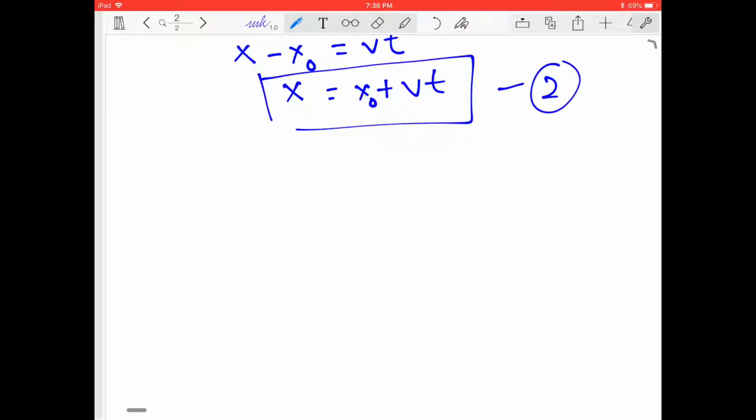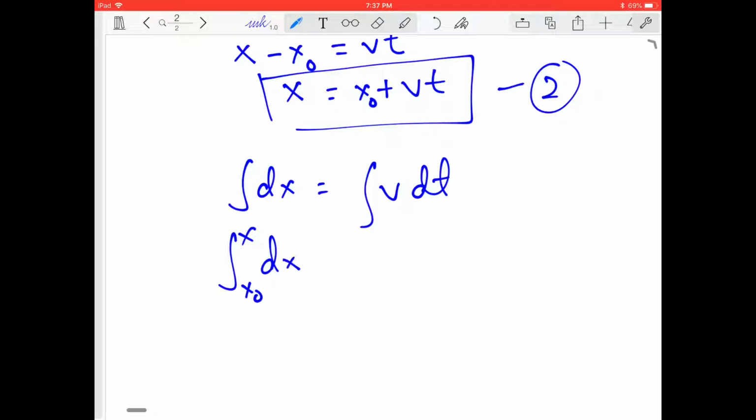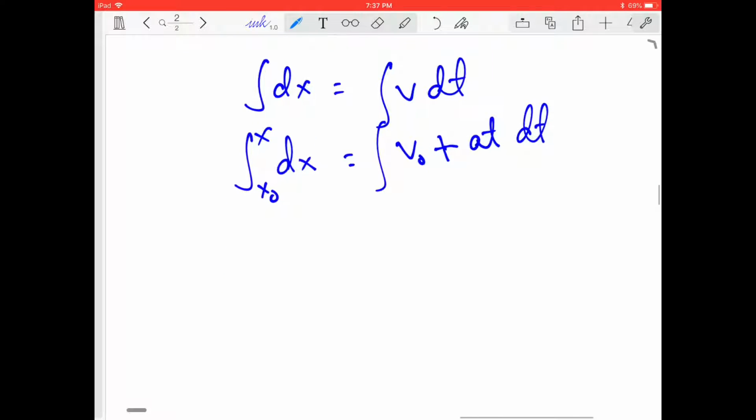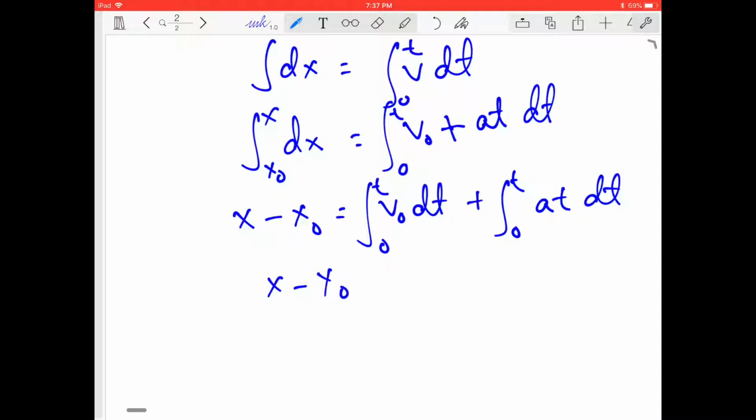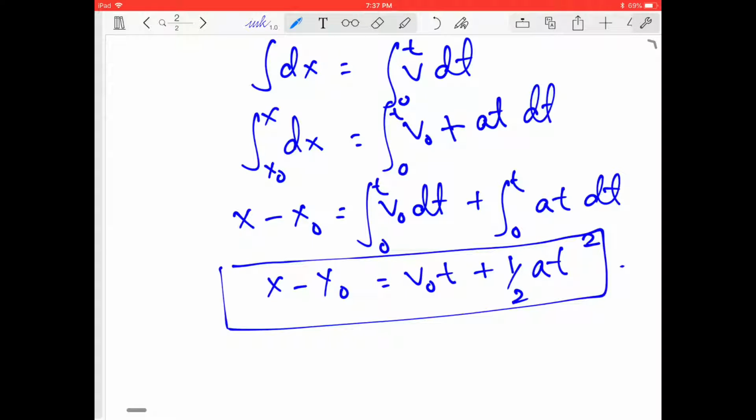If velocity was not a constant, then dx equals the integral of v dt, from x initial to x. Since v was not constant, we can replace v with equation number 1, so that becomes v initial plus at, and take the integral with respect to dt. So x minus x initial is the integral from 0 to t of v naught dt, plus the integral from 0 to t of at dt. So x minus x naught becomes v initial t plus 1/2 a t squared. I'm going to call it number 3.